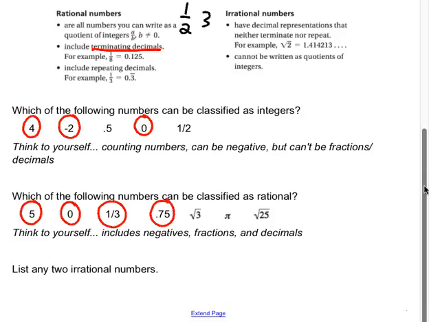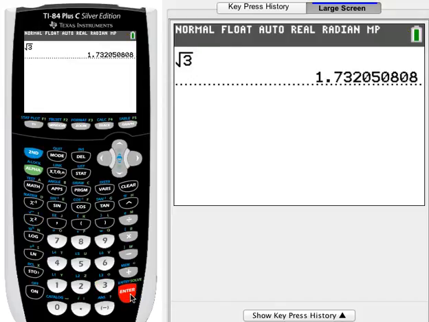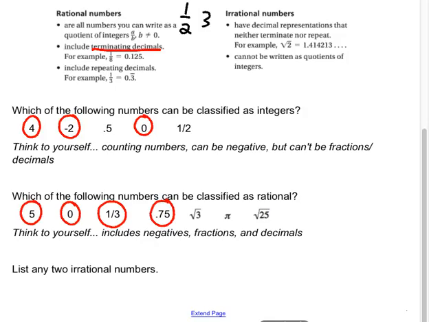Now, the issue comes in with that square root of 3. If I type that square root of 3 into my calculator, notice that is that number vomit, okay? Never ending, never repeating. So this can never be written as a fraction of 2 integers, okay? It's not going to qualify as a rational number. So I don't want to use that one.